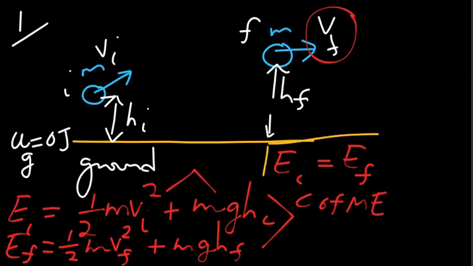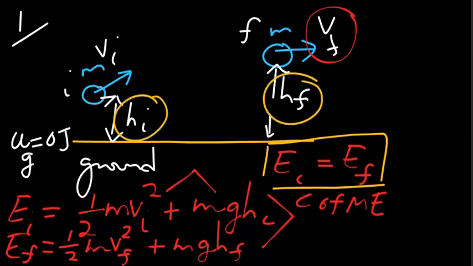One application of this equation is to determine an unknown parameter. Let's say you are given HI, HF, and VF. We want to determine VI. You can certainly do that from these two expressions.